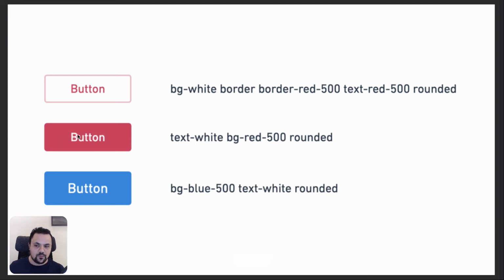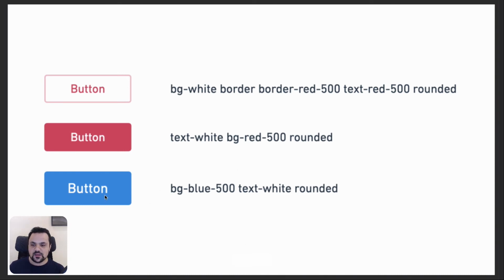And if we take another example here, take a look at this one. This one we don't have a border, we have a background of red. So you say BG red 500, and then the text is white and it's rounded, of course. You see, by combining these utilities, you have different looks and different design for each one. And that's what makes Tailwind CSS very, very powerful.